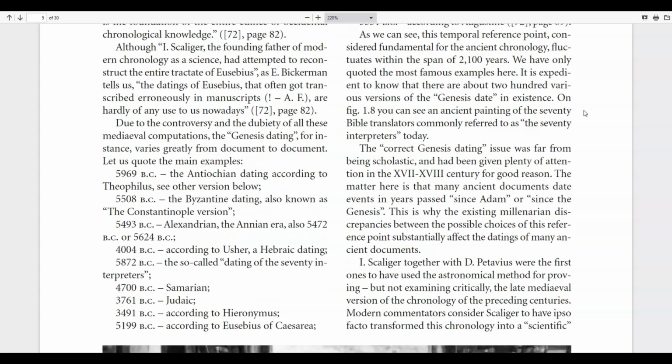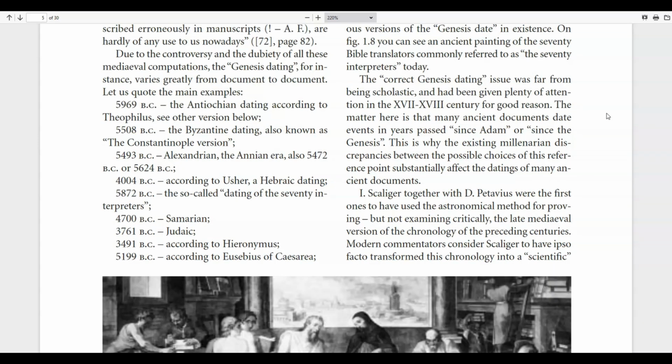Bible translators commonly refer to as the 70 interpreters today. The correct Genesis dating issue was far from being scholastic and had been given plenty of attention in the 17th and 18th century for good reason. The matter here is that the ancient documents date events in years past since Adam or since Genesis. This is why the existing millenarian discrepancies between the possible choices of this reference point substantially affect the datings of many ancient documents.